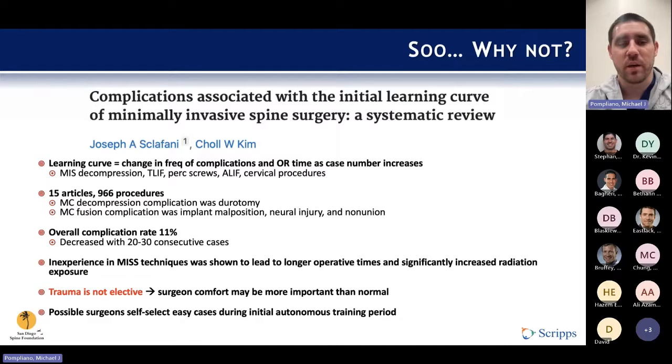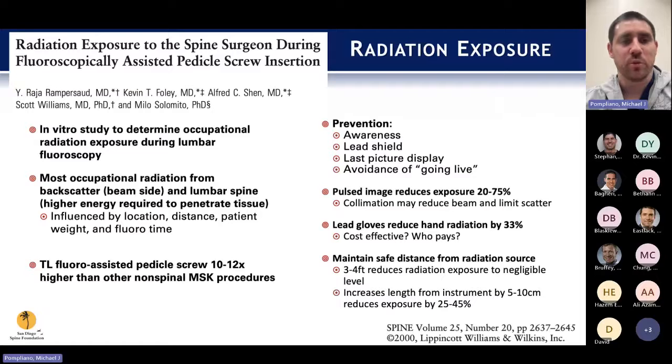They found that in general, depending on which specific surgery you were talking about, this decreased around 20 to 30 cases consecutively into the minimally invasive techniques. Inexperience trended towards longer operative times and significantly increased radiation. It's also important to remember that trauma is not elective. So at the end of the day, you just need to do a good job. And surgeon comfort may be more important than normal, meaning more important than in an elective case. They also noted that it's possible surgeons self-select for easy cases during the initial training period, which makes sense. You're trying to be safe first and foremost.